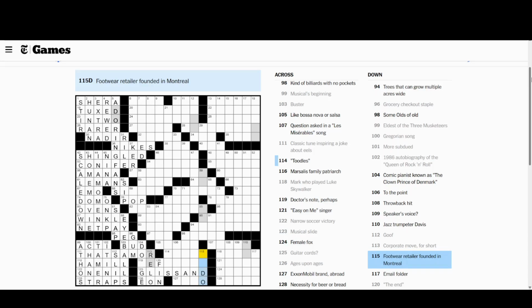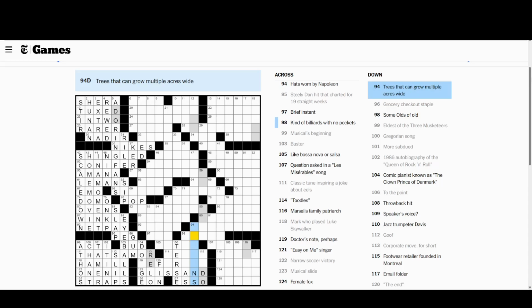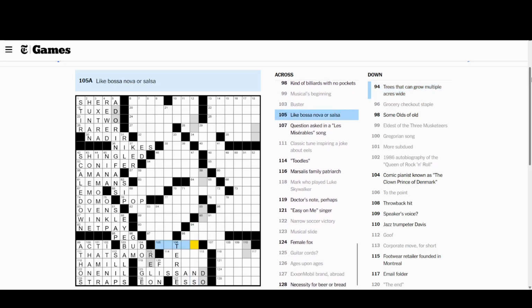Footwear retailer founded in Montreal. I don't know. Doctor's note. To the point could be terse. ExxonMobil, I think this is Esso. Trees. What? Grow multiple acres wide? Oh, I think this could be banyan trees. Let's think about that. Like bossa nova or salsa, this could be Latin.